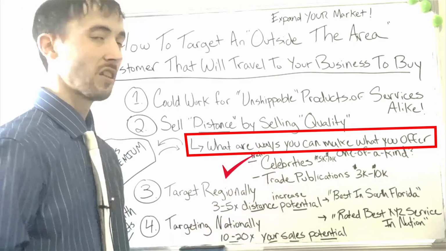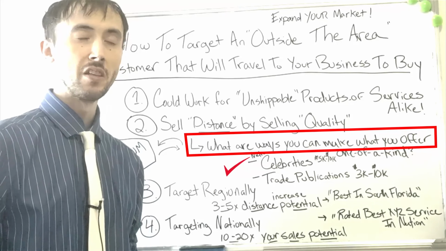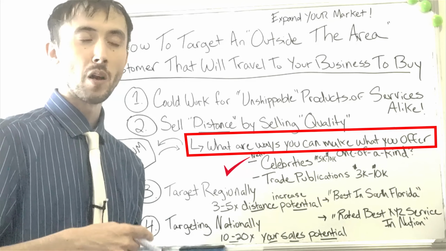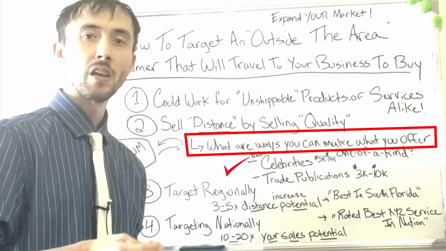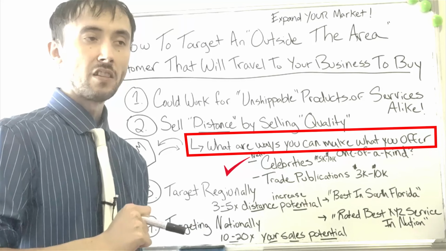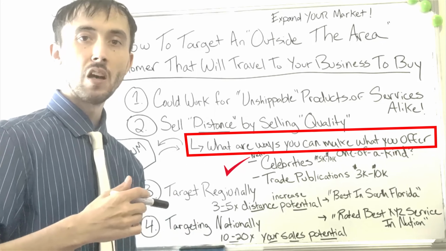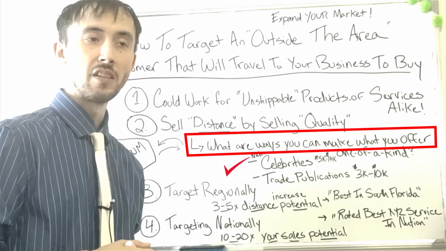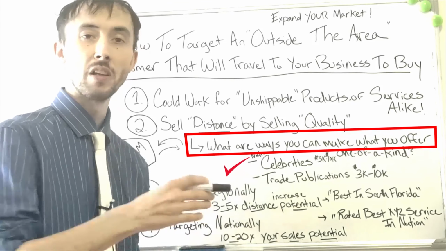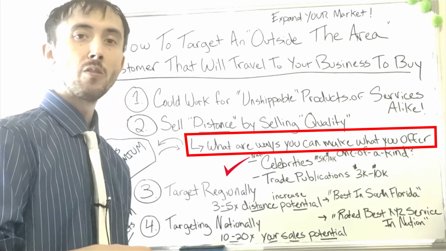The first one is using niche celebrities. So who is that person in your market that, if they used it and everybody else knew that, that particular celebrity or personality in your space, if they use it, then everybody else would want to use it? Find out who that is.